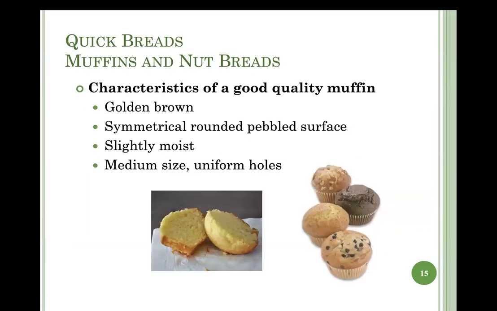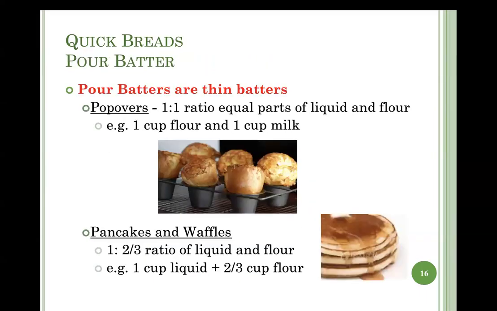When you're looking for a good muffin, the signs that you have a good quality muffin are that the outside is a golden brown. It is symmetrically rounded. Maybe it will have a pebbled surface. Look at these guys over here. Slightly moist, with medium size and uniform holes. Again, we're looking for something that doesn't have too many tunnels there.